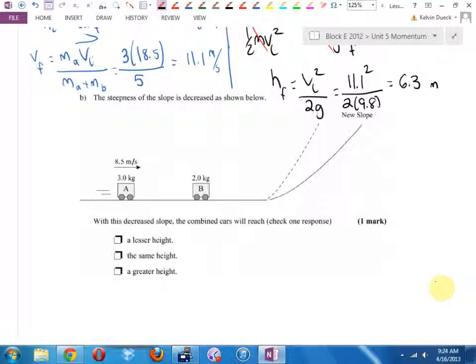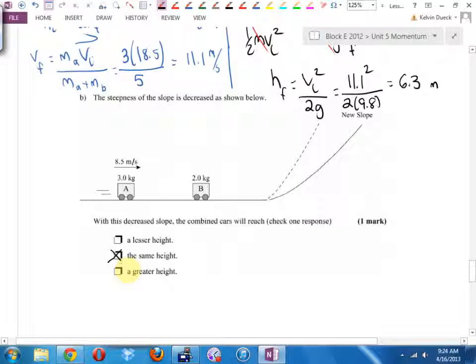I'd say greater height because the slope isn't that steep anymore, so you can use more energy to go up and go further. What direction is the force that you're resisting when you go up a hill? It's gravity. What direction? Dead vertical. Whether the hill is steeper or shallower, I think you're still going to use the same amount of potential energy. In fact, I know the answer is actually the same height.